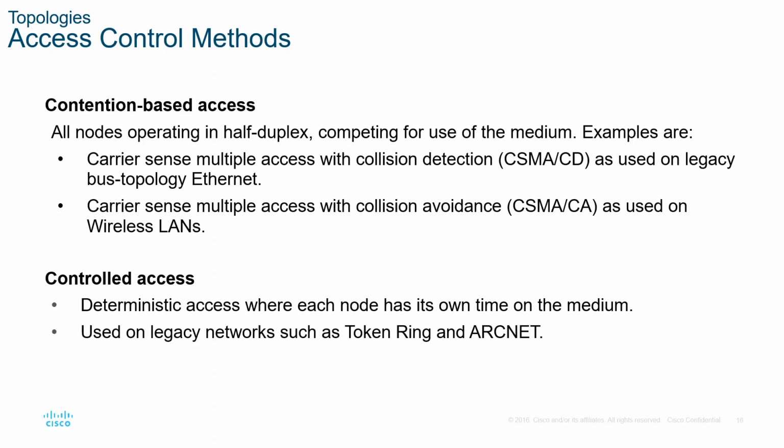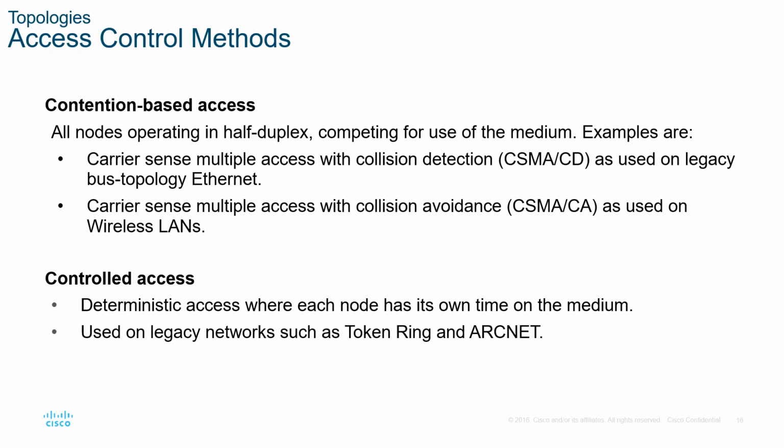So there are two methods. If we want to avoid collision in a hub environment or bus topology LAN, we will use CSMA/CD. But if you want to avoid collision in the wireless LAN, we use the CSMA/CA method.